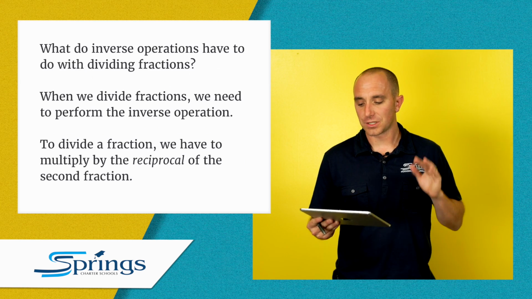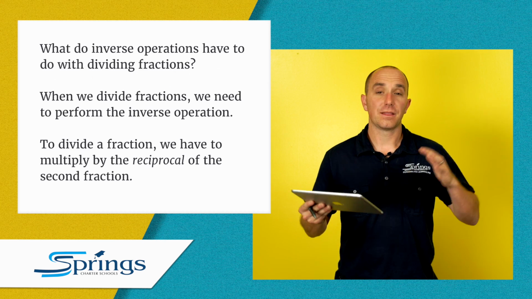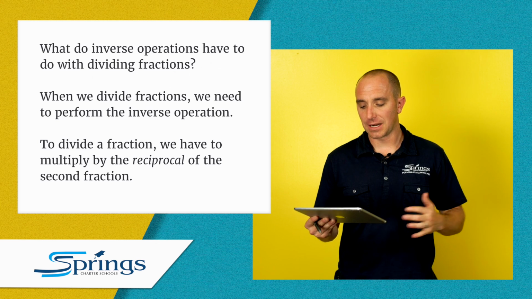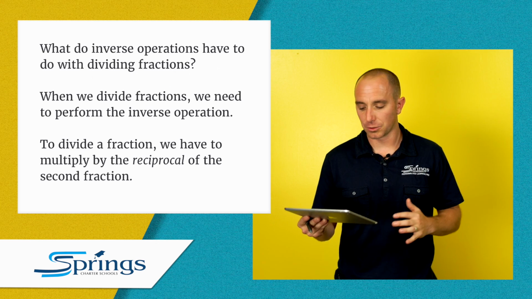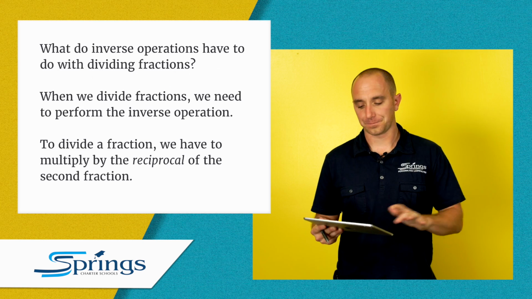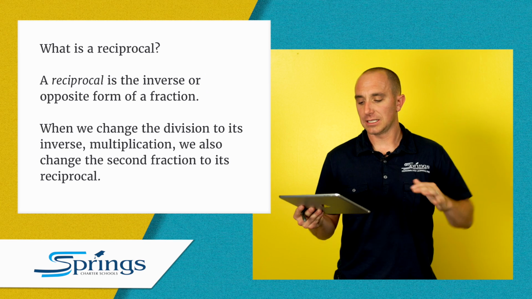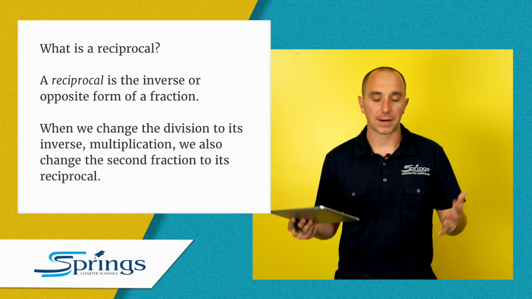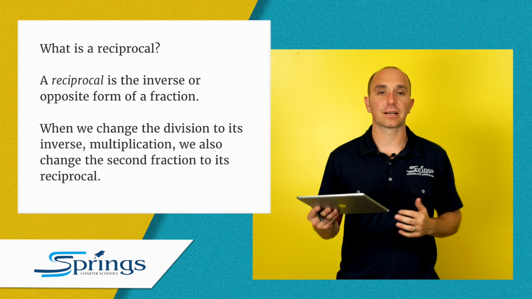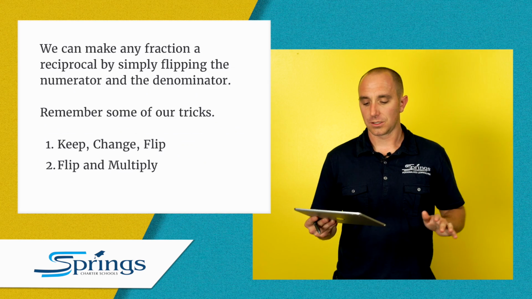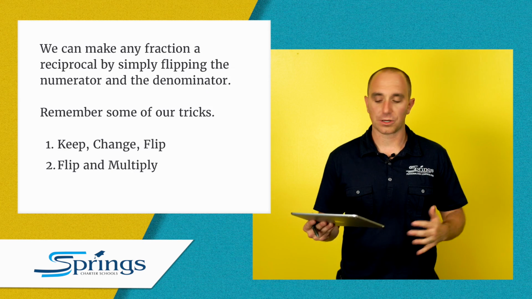So what do inverse operations have to do with dividing fractions? When we divide fractions, we need to perform the inverse operation. To divide a fraction, we have to multiply by the reciprocal of the second fraction. So what's the reciprocal? I know you know this one too. A reciprocal is the inverse or opposite form of a fraction. So when we change the division to its inverse, multiplication, we also change the second fraction to its reciprocal. We can make any fraction a reciprocal by simply flipping the numerator and the denominator.